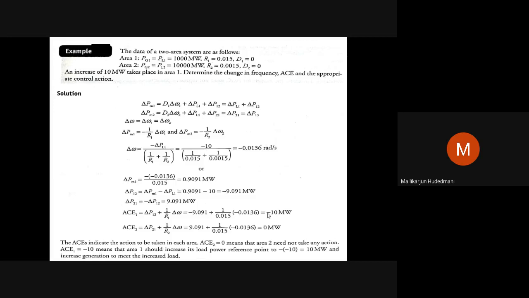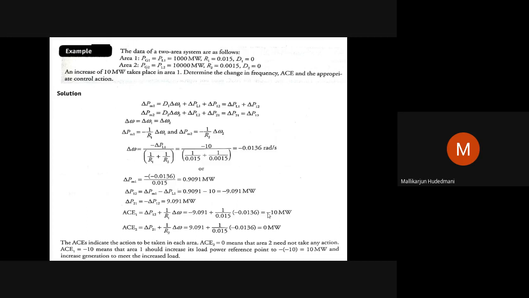Suppose the other way, if I explain the problem, if 10 megawatt load suddenly dropped in area 1, what would be your observation? Just the opposite of the situation. 10 megawatt load is suddenly removed in area 1. In which area has the load change occurred? In area 1. And frequency definitely shoots up. Then who has to reduce the generation? Is it area 1 or area 2? Area 1 only.